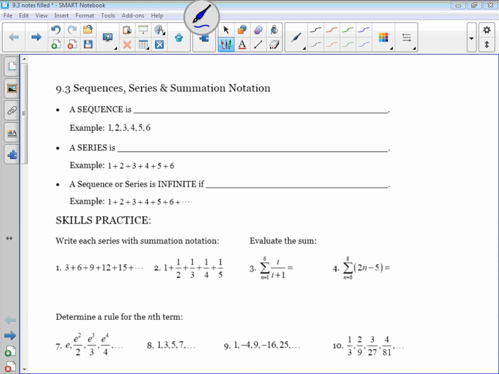So we'll review some terms for you. So guys, first, a sequence is just an ordered list of numbers. Like 1, 2, 3, 4, 5, 6. That's a sequence, okay? Then the series, that's the sum of all of those numbers. So the indicated sum of all the terms in a sequence.